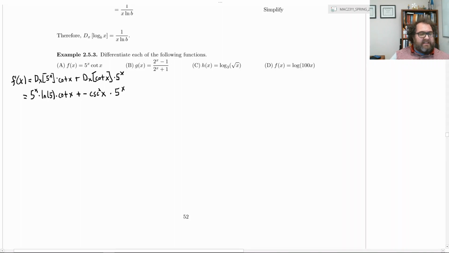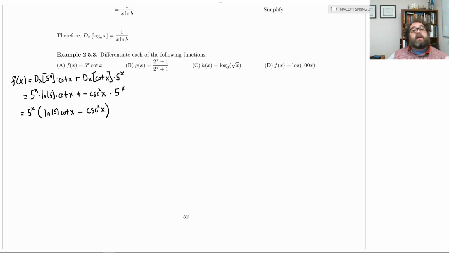Anything that we can do to clean that up? Not really. I guess we could factor a 5 to the x out. Sure, let's do that. They both have a 5 to the x in common. So that's going to leave us with natural log of 5 times cotangent, plus a minus is a minus, so minus cosecant squared x. There we go. That's about as far as we need to take it. There's no reason to go any further than that. All right, what about b?